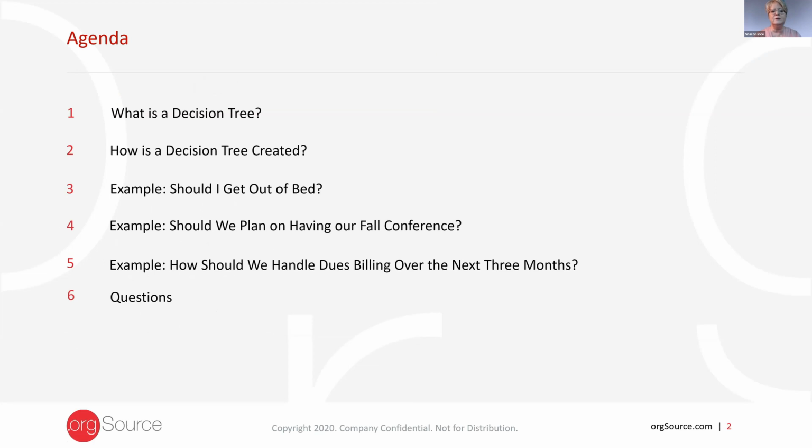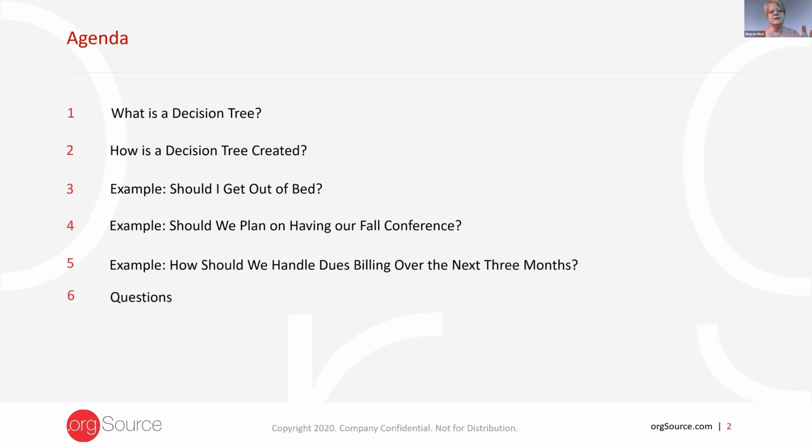And I'm going to give you 3 examples, and these examples are going to progress in terms of complexity. We'll start with an example about should I get out of bed this morning, which I think is extremely relevant for a lot of us these days. The second example, should we plan on having our fall conference? And then the third example is how we should handle dues billing over the next 3 months.